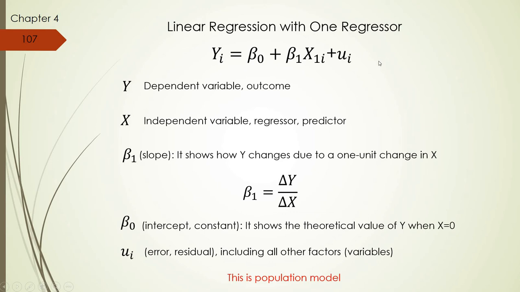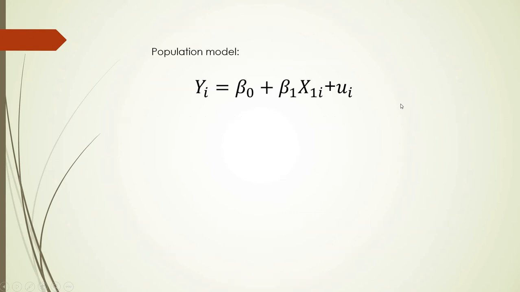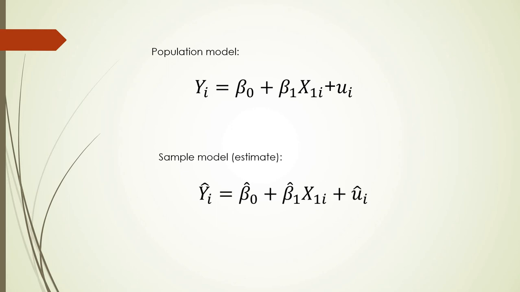The important thing to say is this is the population model. What does that mean? The population model explains the relationship in the entire population. We will never know the true value of this model because we can never collect all the data about all investments and all the profits, for example, in our country. What we can do is develop an estimate on the basis of a sample.